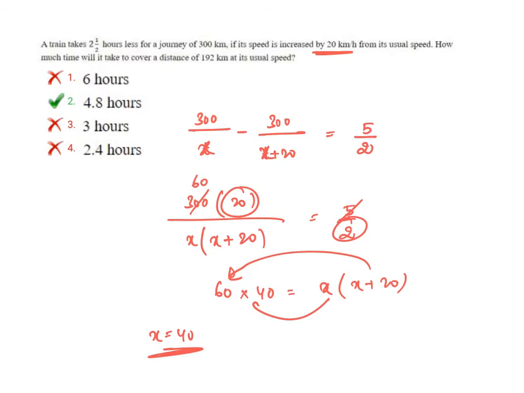So with this speed, he is asking you how much time will it take to cover a distance of 192 kilometers. So 192 kilometers with the speed of 40, cancel it in the 4 table, 4 tens are 40, 4 fours are 16, then 3 left, 8 threes are 24. 48 by 10 means 4.8 hours it takes to cover.